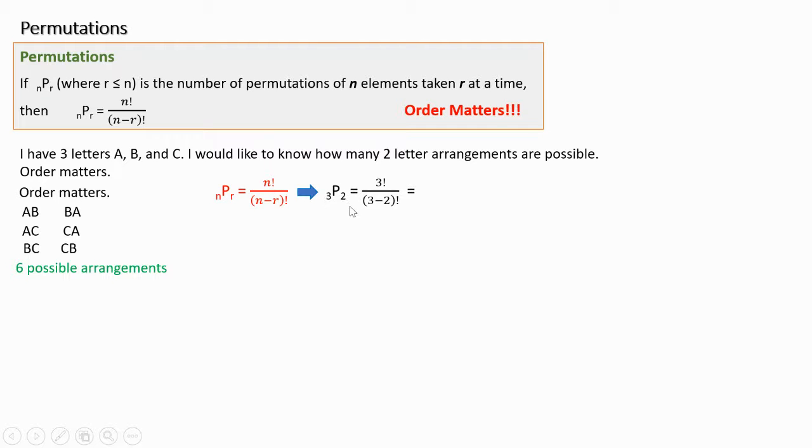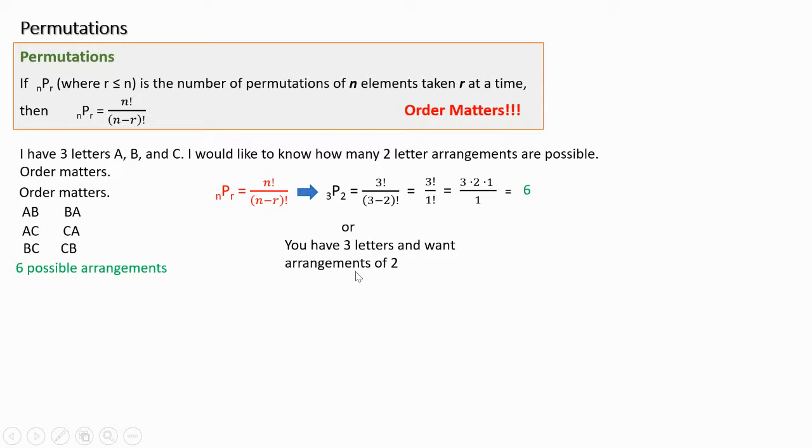So it'll be 3P2. And again, you can plug it into the calculator, but I'm going to show you how to do it by hand. So this is 3 factorial over 3 minus 2, which is 1 factorial. So we expand it: 3 times 2 times 1. The answer is 6. Or there's another way to do it.